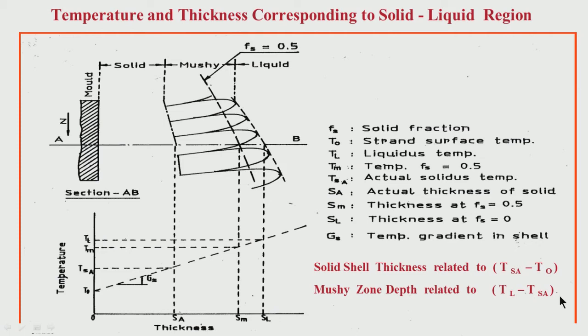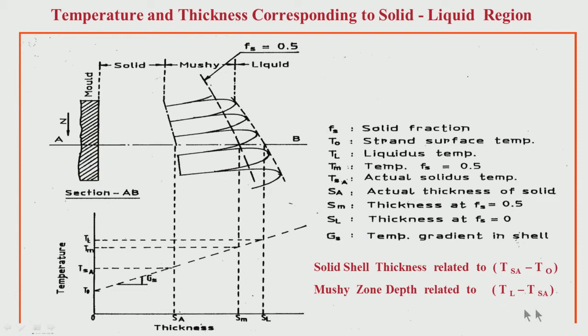So, what is happening? During segregation, if TSA is suppressed, TSA comes down, so the difference between liquidus and actual solidus increases. This difference increases means the mushy zone depth, SL minus SA, this depth also will increase. So, the mushy zone depth will increase, and the solid shell thickness is coming down, because T0 is constant, TSA is coming down, means it is becoming almost near to T0, that means this difference is also coming down.